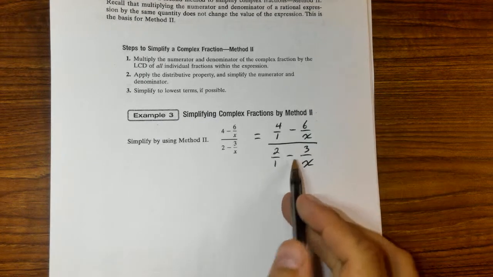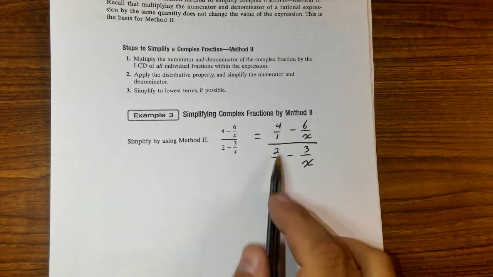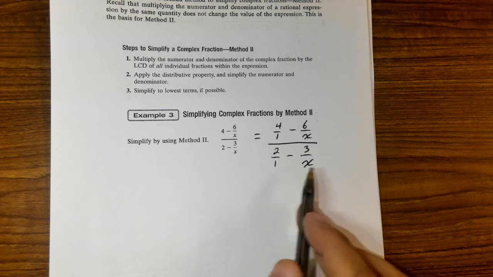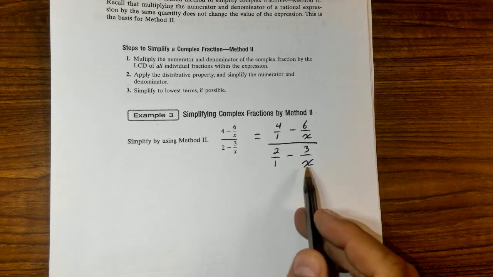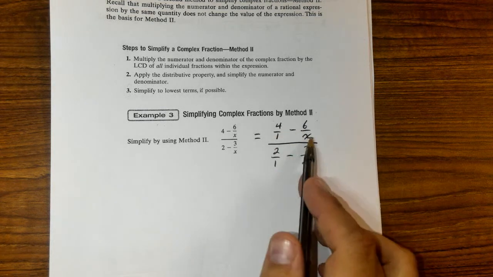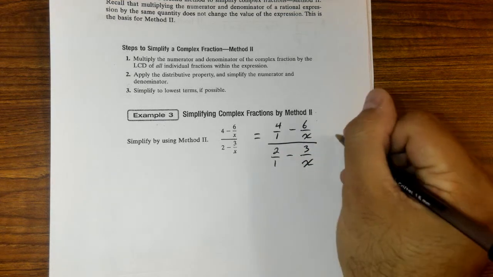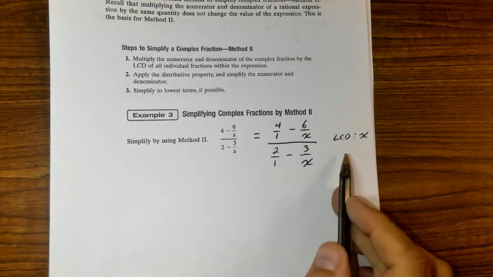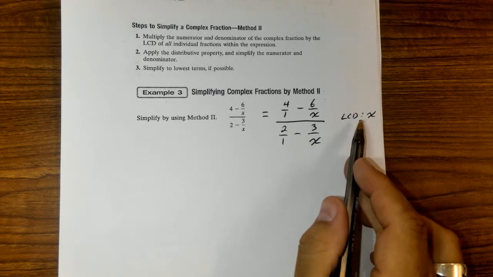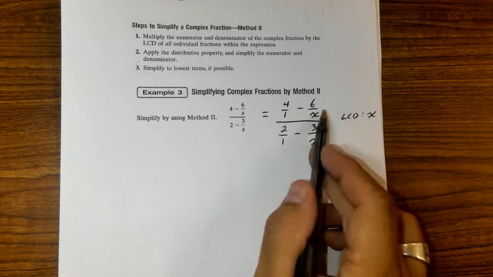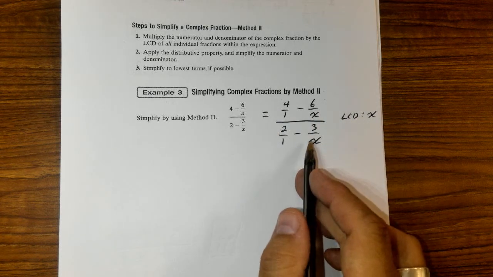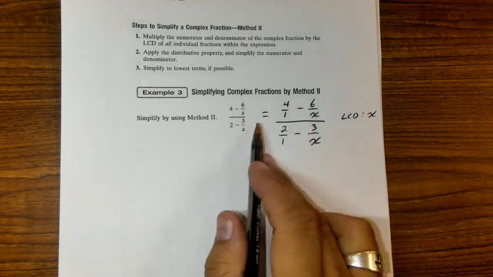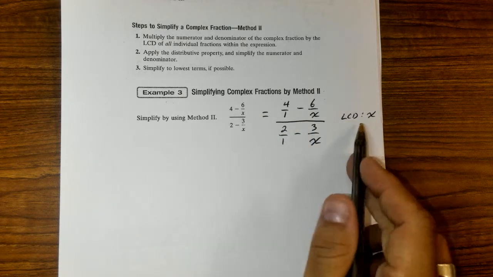And now I can take a look at my individual denominators. So I have a factor of 1, factor of x, same factor of 1, same factor of x. So my unique factors are 1 and x, so my LCD would be 1x, which is just x by itself. So that is what needs to be multiplied to the terms in the numerator and the terms in the denominator. Basically what we're doing is eliminating fractions by multiplying everything by the lowest common denominator.